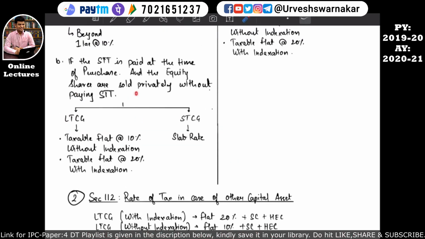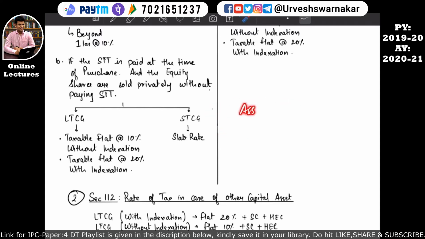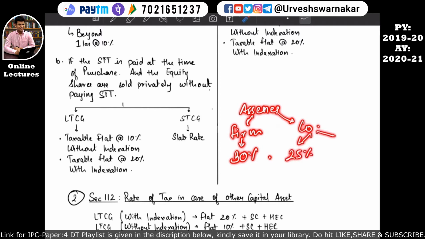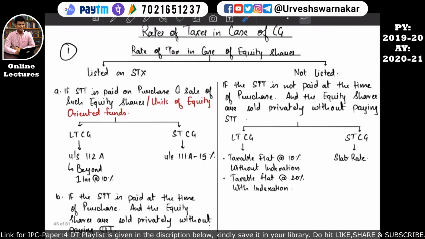But what if this listed equity share is a short-term capital asset, and on this a short-term capital gain is derived? How will this short-term capital gain be taxable? It will be taxable as per the slab rate if it is an individual who has gained this short-term capital gain, as per the slab rate that we have already studied. But if the assessee is a firm or a company, then the tax rate is a flat 30%. For a company there are two tax rates, that is 25% and 30%. Whatever rate is applicable will be calculated on this short-term capital gain, and the tax will be payable on it. I hope you all have understood this chart.